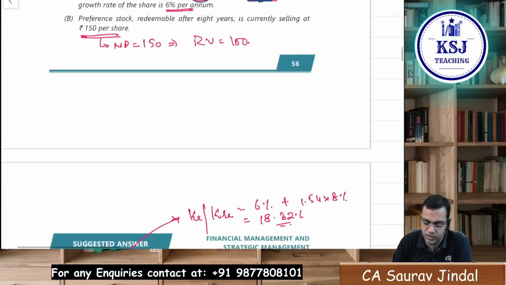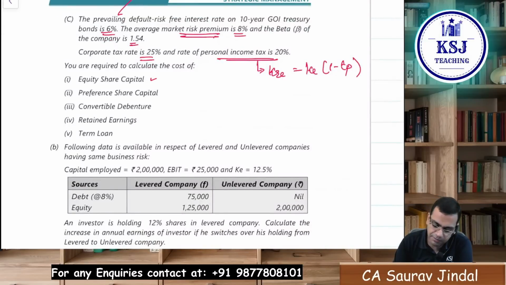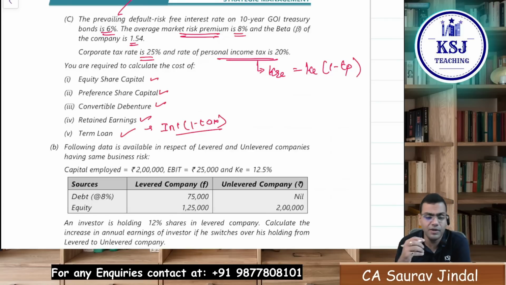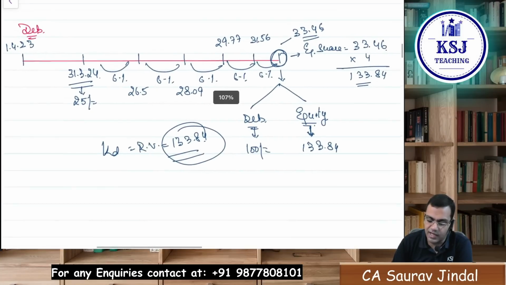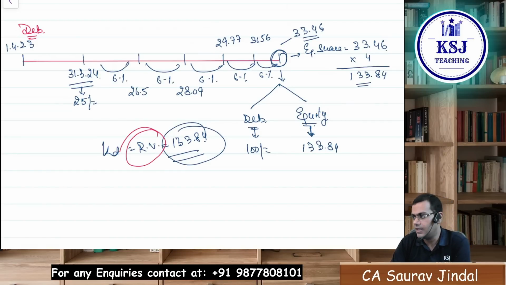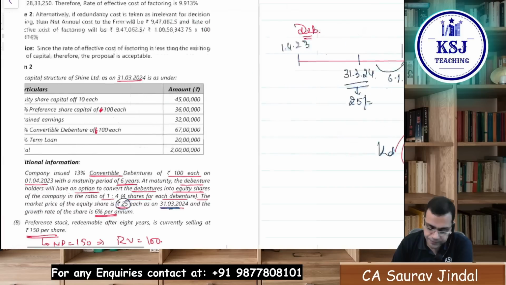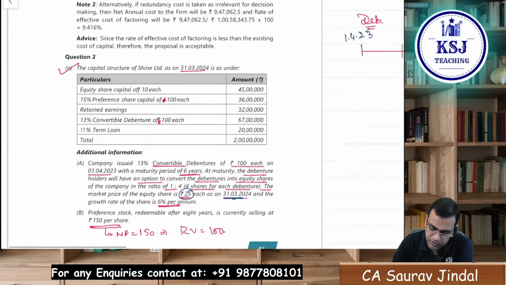Right, preference shares you can calculate. They are asking for equity share capital, preference, convertible debenture, retained earnings and term loan. Term loan will be simple, sir. Whatever is the interest into 1 minus tax, that will be the term loan. Very easy question. The only thing was this convertible part, that you have to calculate the value of equity share at the end of 6 years and find out what will be the redemption value that will be taken for calculation of KD. Right? Now you will be able to solve this question.